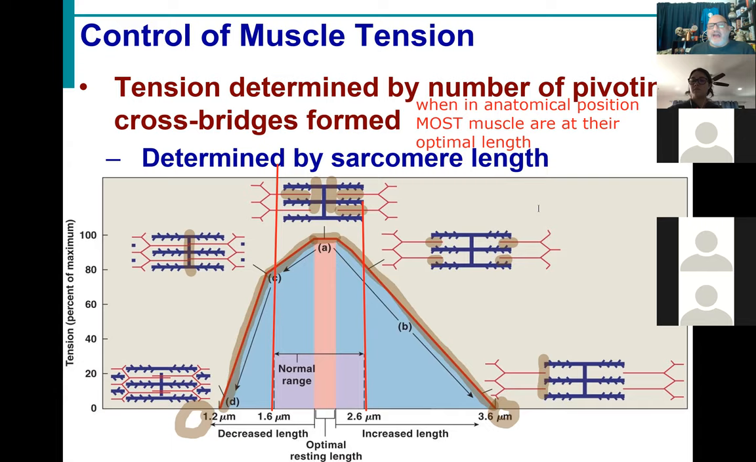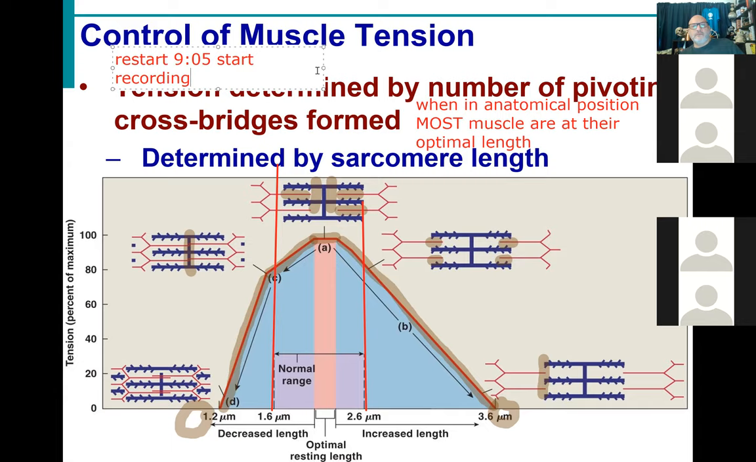So even though it is a little bit early, I think that this is a good stopping point so we can come at the second way that we can modify tension, the amount of stimulation that it's getting, with fresh brains after the break. So let's go ahead and take our first break here. We will restart at 9:05, and at 9:05, I will start the recording. Any questions on this before we take our first break? All right, then I will see you guys in 15 minutes.